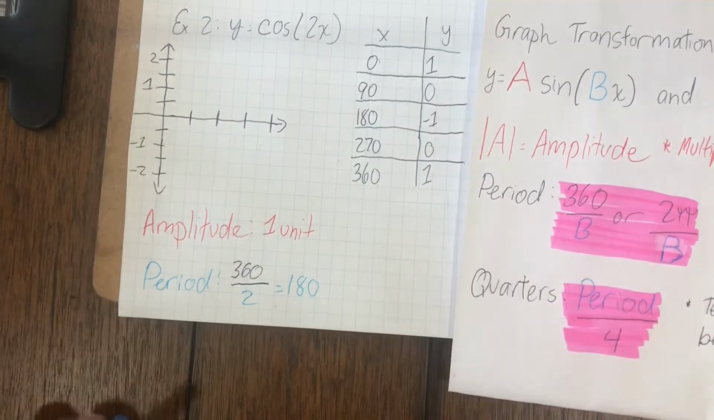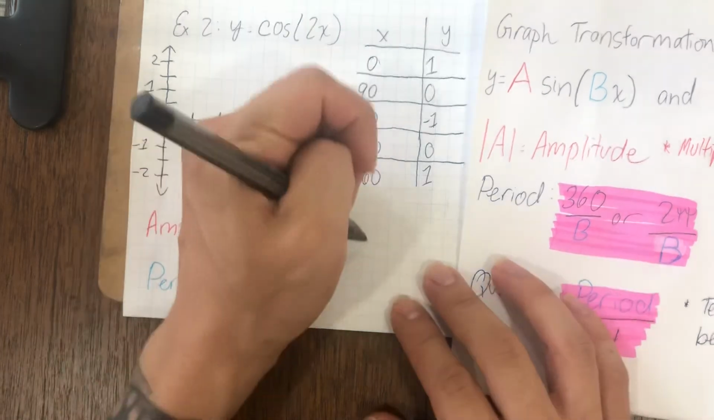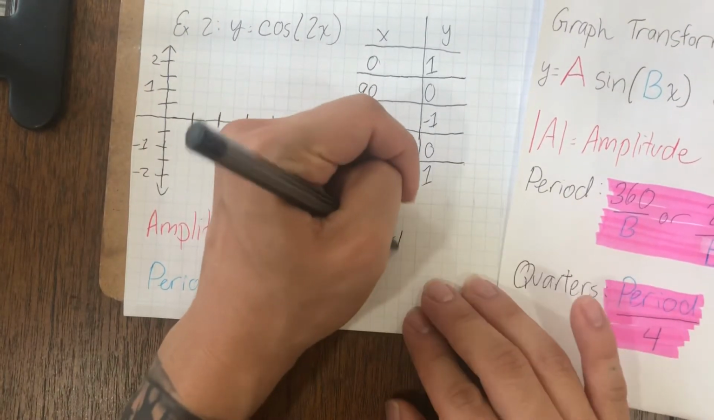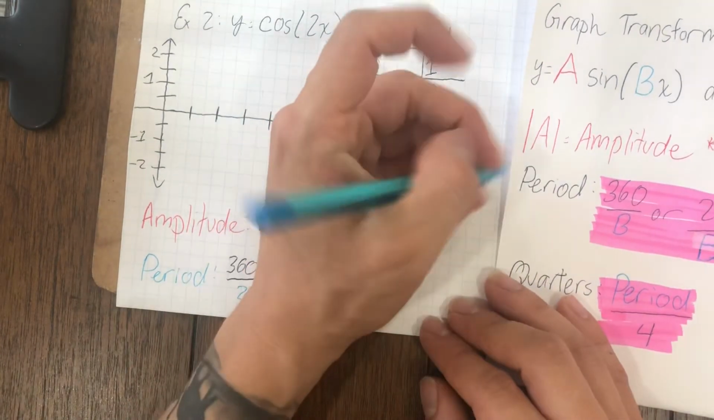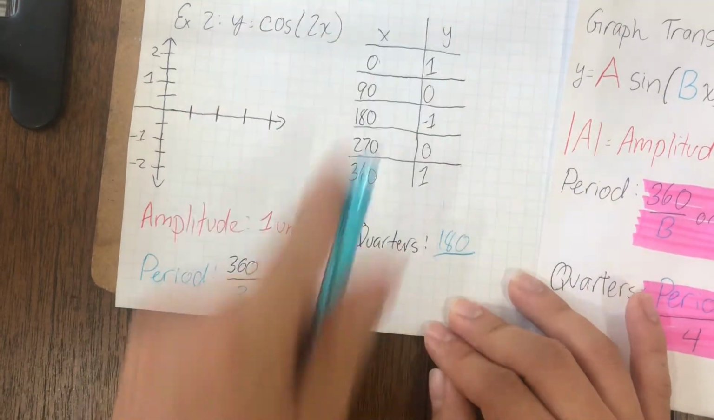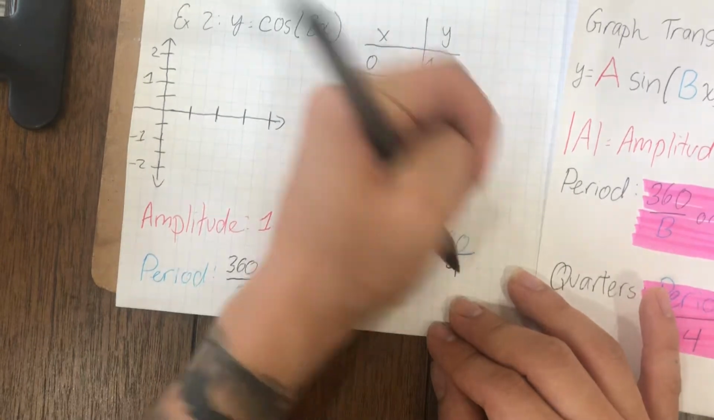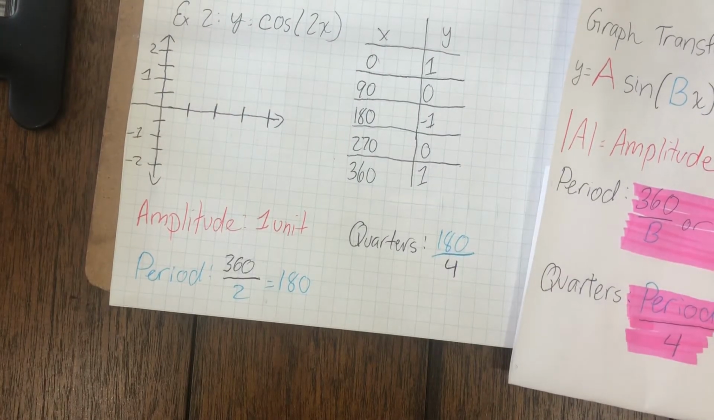And then I'm going to figure out the quarters, all right? So for the quarters, I have the period, which is 180, and I divide that by 4. And if I were to divide those two numbers, I should get 45 degrees.